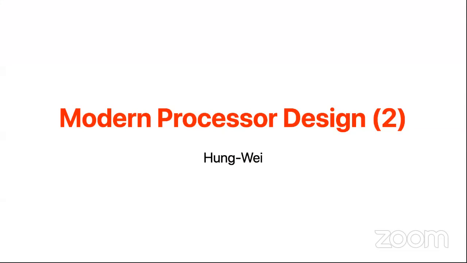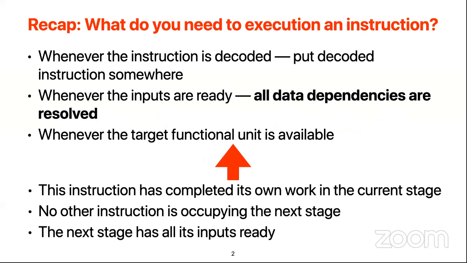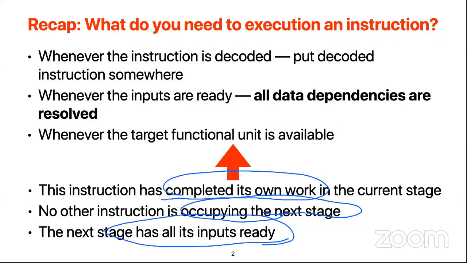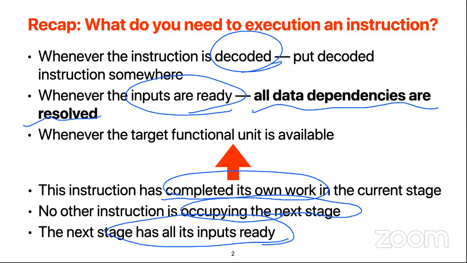All right, so today we are going to continue our discussion on modern processors. Last lecture we talked about, in theory, that an instruction is ready to execute if it has completed its own work in the current stage, no other instruction is occupying the stage, and all its inputs are ready. So in theory, whenever an instruction is decoded and its inputs are ready, meaning all data dependencies are resolved, and the target functional unit is available, we should be able to execute it.